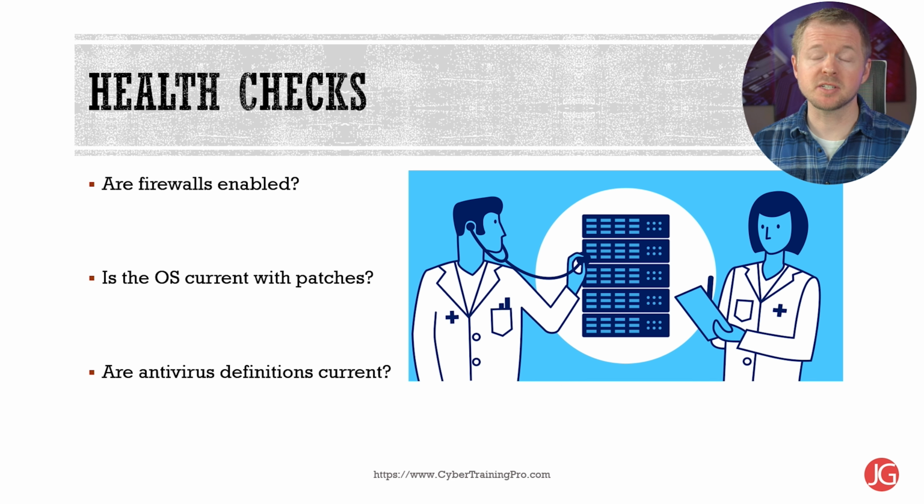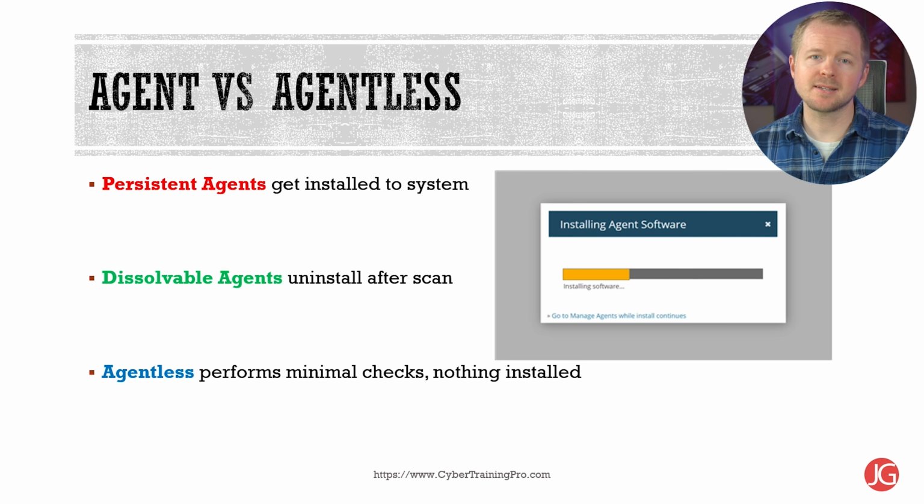Again, if any system fails to check, we can have it placed into a remediation or a quarantine network until that issue is resolved. When it comes to NAC systems, they can require permanent agents to be installed, also known as persistent NAC agents, or they can have dissolvable agents that uninstall after they perform the checks or the session ends.